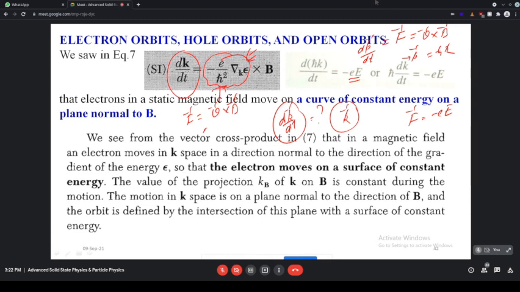Then we can say that dk by dt will be perpendicular to the gradient of energy, or you can say velocity, and dk by dt will be perpendicular to the B. The direction of motion of the electron will be perpendicular to the gradient of energy, where there is change in the gradient of energy, and that will be perpendicular to the magnetic field.